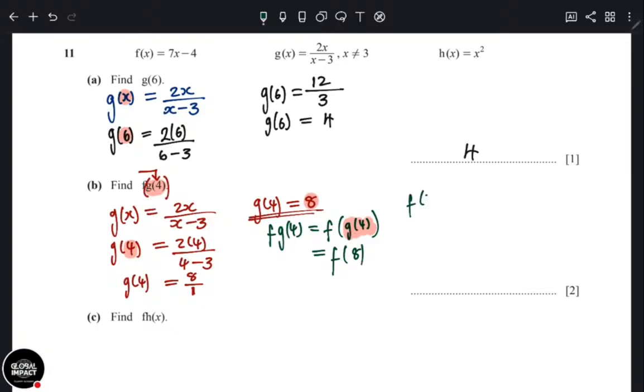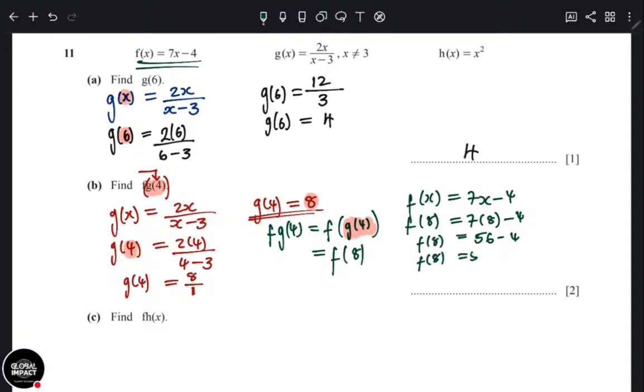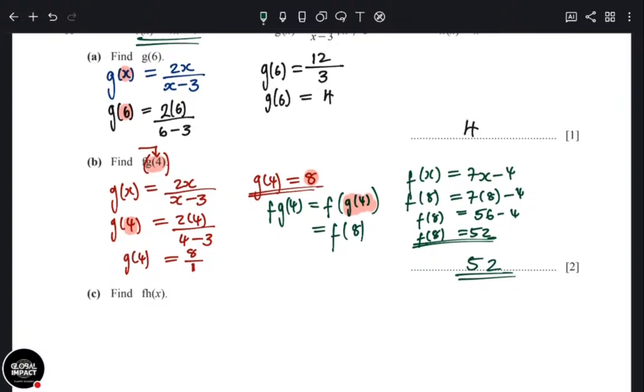So you will now say, what is it? F of x is 7x minus 4 here. F of 8 will be equal to 7 by 8 minus 4, which is going to be 7 by 8, 56 minus 4. That's F of 8. F of 8 is equal to 52. So your answer is 52. Okay? And you would be done. Are we together? There we go.